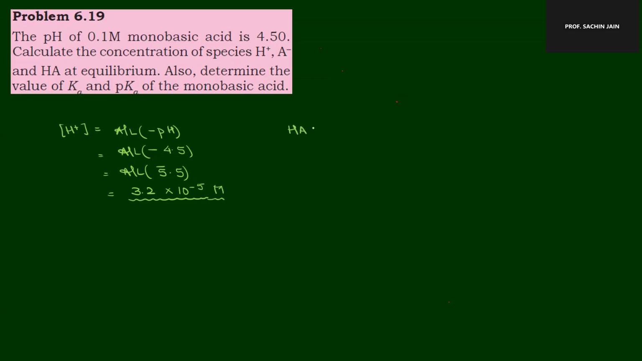Now, in the dissociation of HA, you have H plus and A minus with the concentration C, 0, 0. This will be alpha C, alpha C, and C into 1 minus alpha. Now you see, whatever is the H plus concentration at equilibrium, it's the same as A minus concentration. मतलब जो हमने H plus के लिए फाइंड किया है, that is valid for the A minus concentration also. समझा?